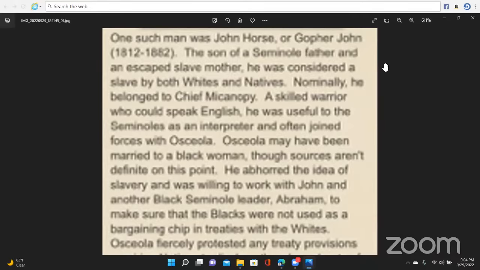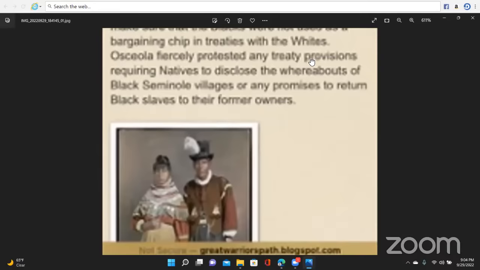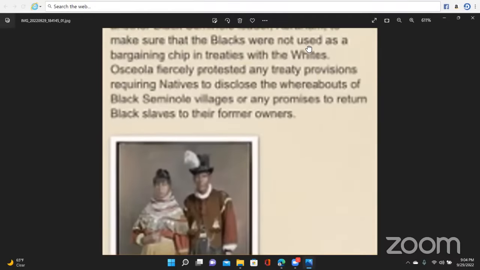All right, let's keep going. Scroll down on that picture so we can see the bottom of it. Okay, it says, "requiring natives to disclose the whereabouts of black Seminole villages or any promises to return black slaves to their former owners." Now, how are we going to go along with that if we are already against slavery? It's telling you right here that we don't agree with it, but they telling us to participate in it. Make that make sense. That's some crazy stuff, right?